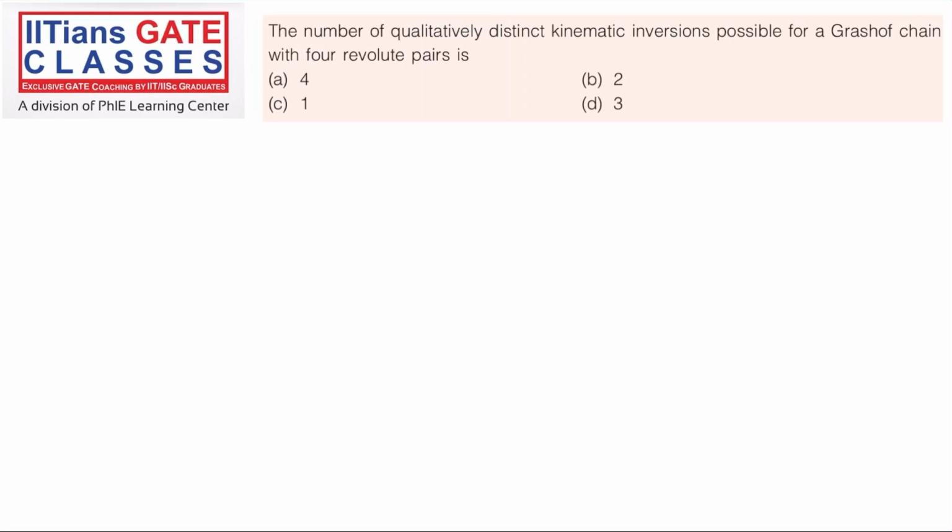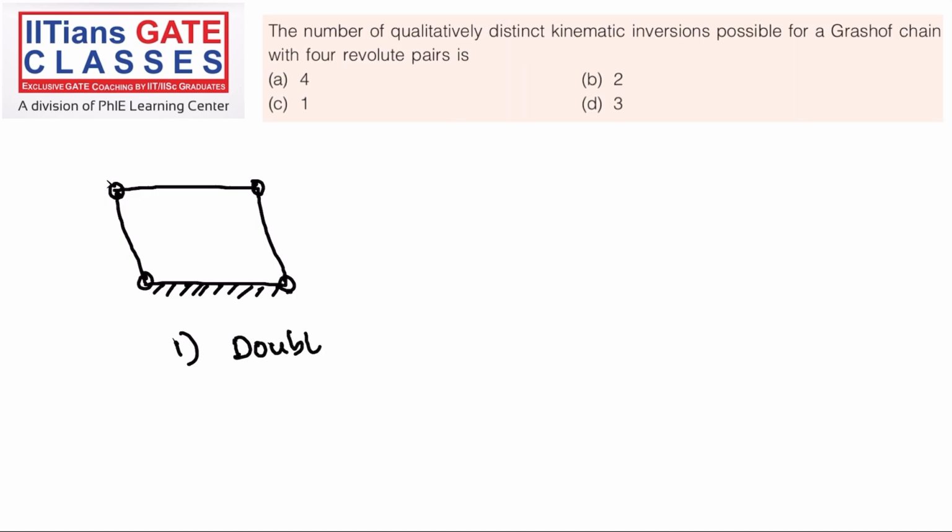So what is the Grashof chain with 4 revolute pairs? It is a 4-bar mechanism, isn't it? There are 4 revolute pairs at the 4 corners. So to use this, we'll have to fix one of the links. What are the different kinematic inversions possible for this chain? The first inversion is double crank. What is double crank? Double crank means both the input link and output link are having full rotation.